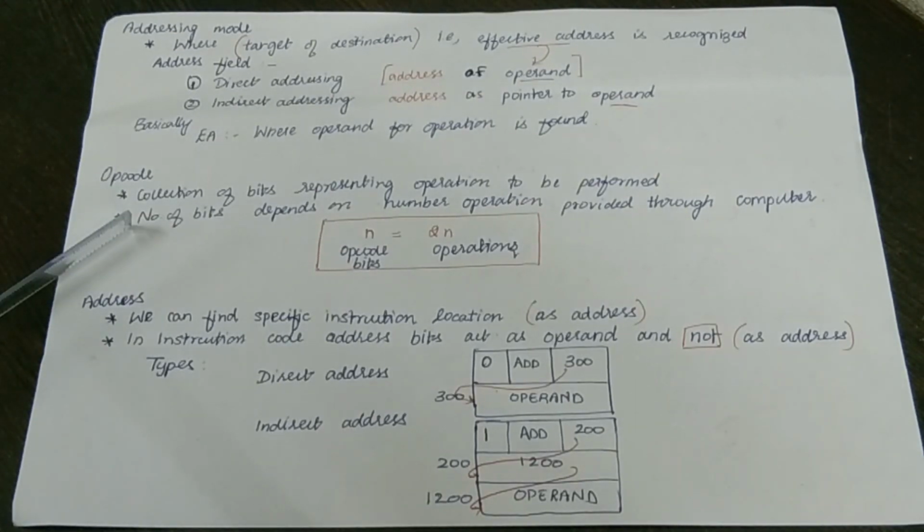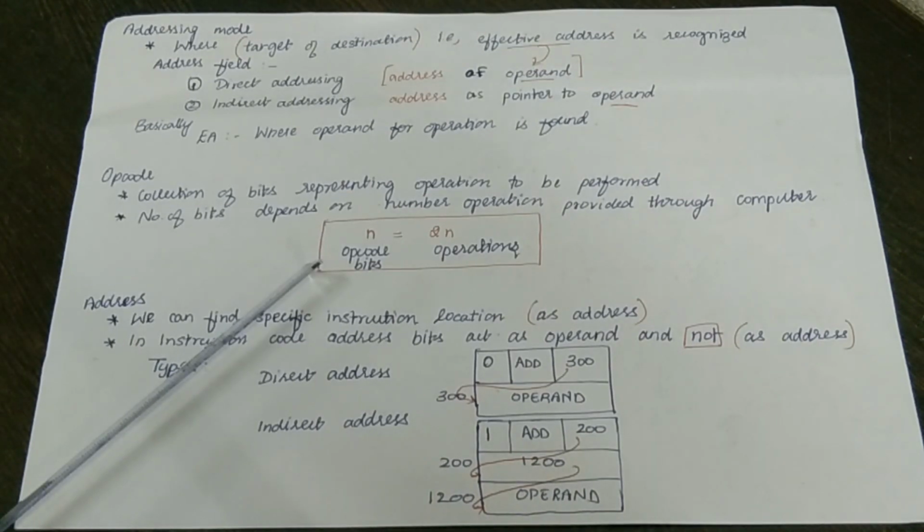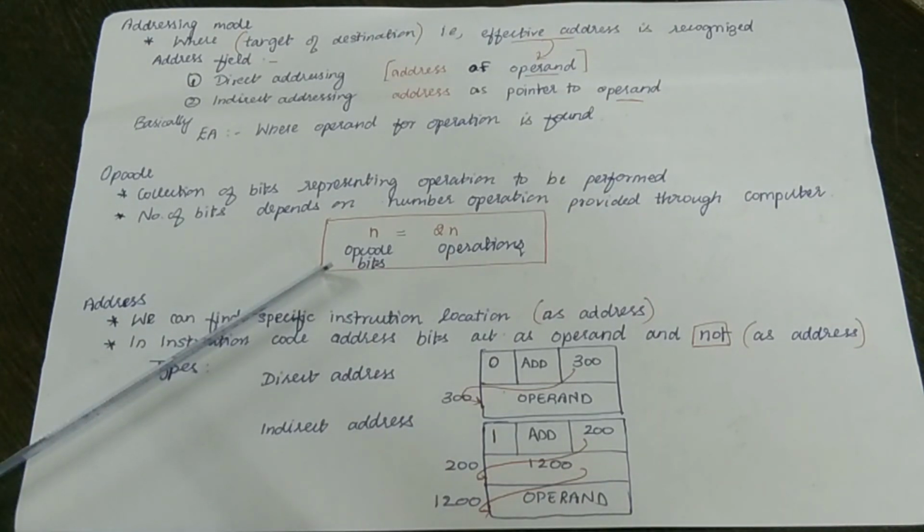Opcode is a set of binary bits which decides the operation to be performed on the operand found. The number of bits of opcode is decided on the number of operations which can be performed on the operand. This is the formula to find the opcode number of bits. Let us remember that the number of operations performed on the operand is based on the opcode number of bits.